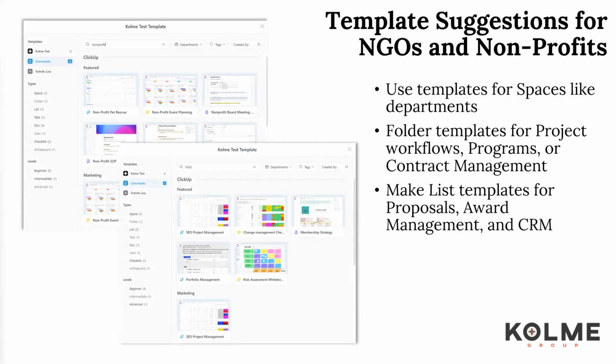It can be useful to templatize spaces for operations, like human resources, IT, or portfolios. Folder templates can help create a team member directory, project workflows, or contract management lists. Template lists for grant proposals, award management, or project budgets. Make task templates to keep processes consistent every time.